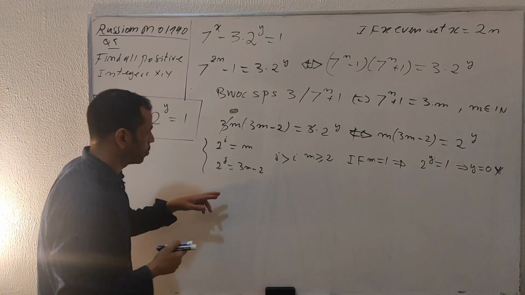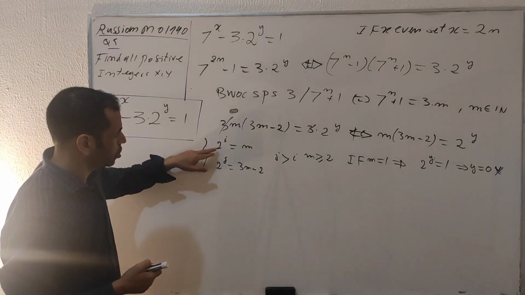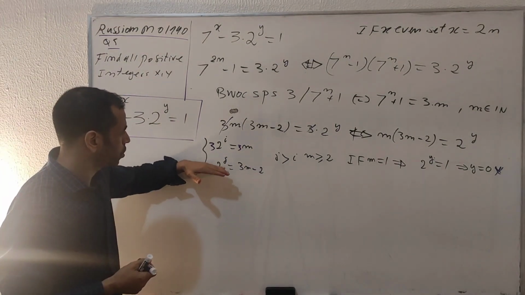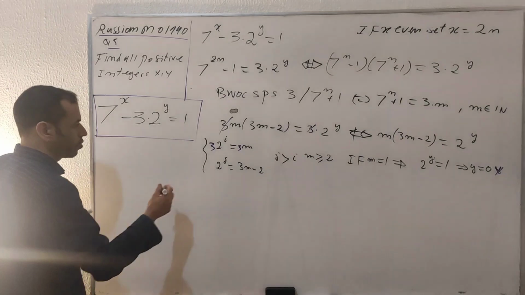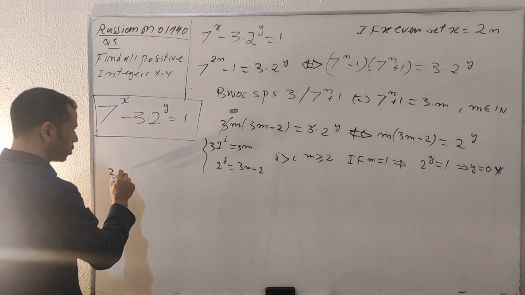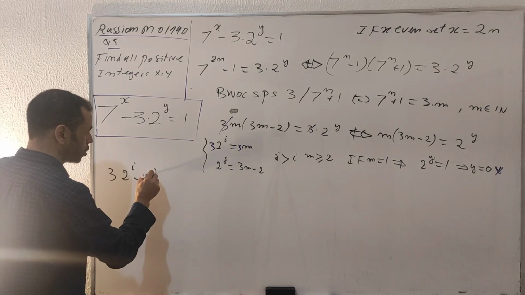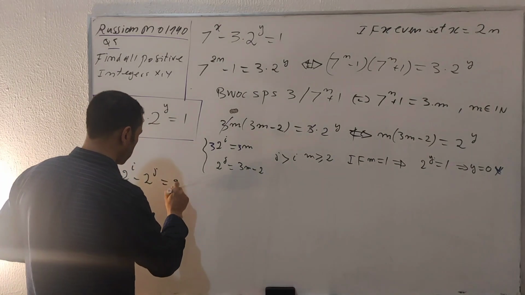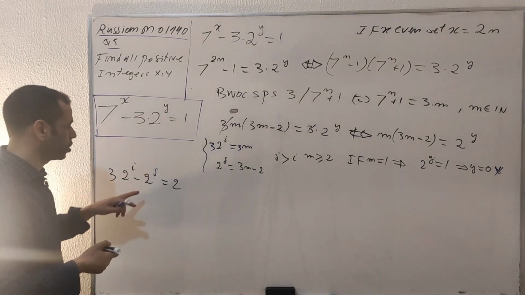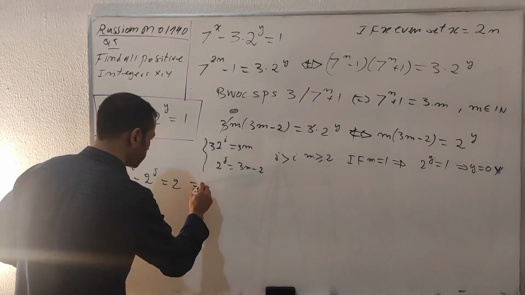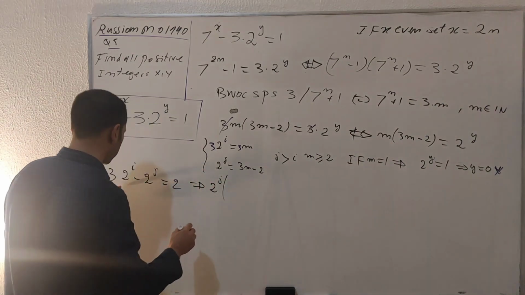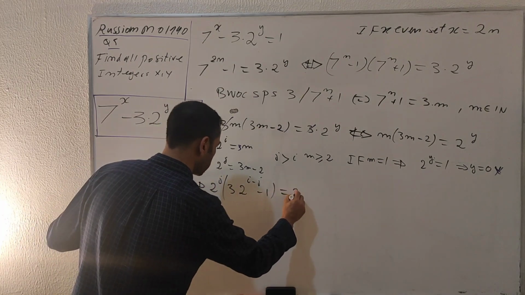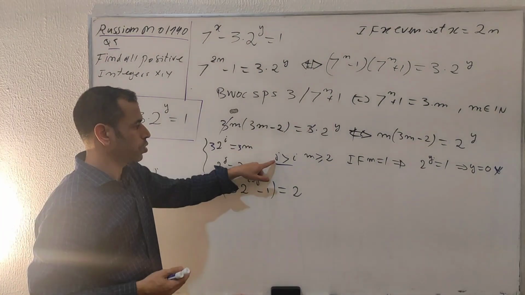So I'm simply going to multiply this equation by number 3. Then I'm going to subtract this equation from this equation. If I do that, I will have 3 multiplied by 2 to the i minus 2 to the j. This one, 3m, will be eliminated. I will get number 2 here. Then I'm going to take 2 to the j as a common factor. We'll have 2 to the j times 3 multiplied by 2 to the i minus j minus number 1 equals 2.